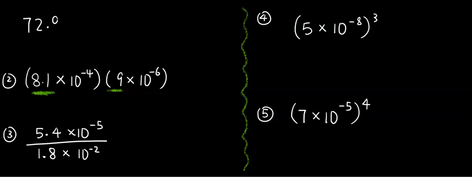72 and 9/10. Now, we're going to look at this. Remember, it is keep the base, add the power. Negative 4 and negative 6 gives us negative 10. Do not stop here, because 72.9 is not the form we want.